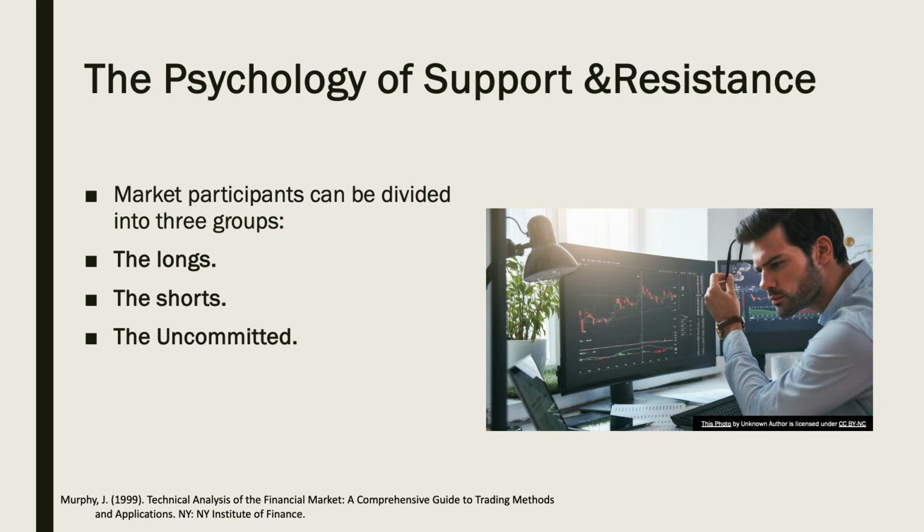Now, if prices return to this level again, the longs will liquidate their position, meaning that they will become sellers. The shorts will sell more, and the undecided traders now have clarity about the market, and they will get in short as well. And this way, this level is flipped from a support level to a resistance.